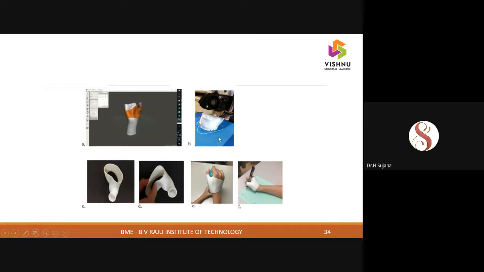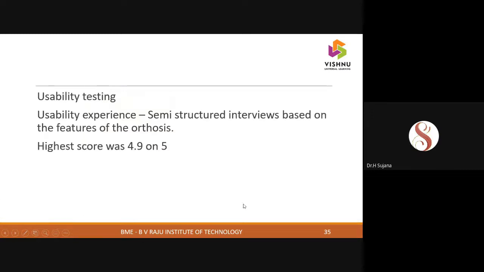Actually, in that paper, they have not mentioned which material has been used for printing. So they printed it with a flexible material, and you can see the orthosis here. And you can see the user wearing the orthosis, doing different tasks. That lady was asked to do different tasks like open a bottle, write, play a computer game, or text on a smartphone. They do all this and then do usability testing.